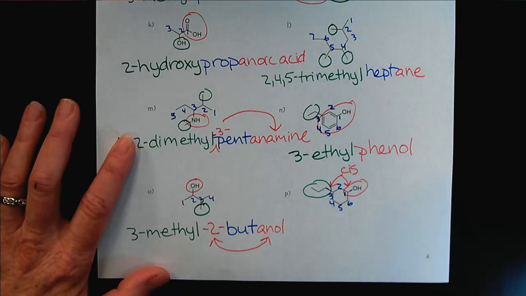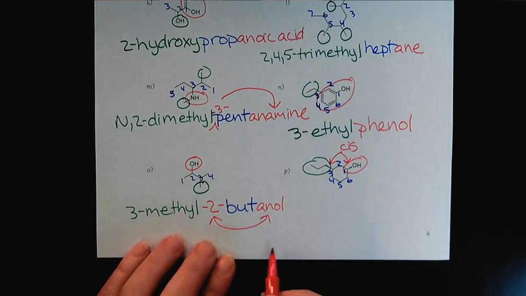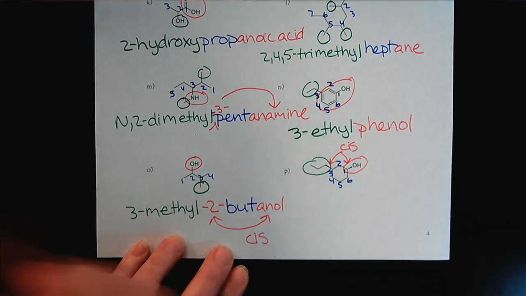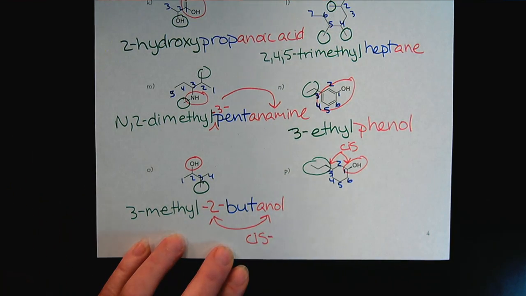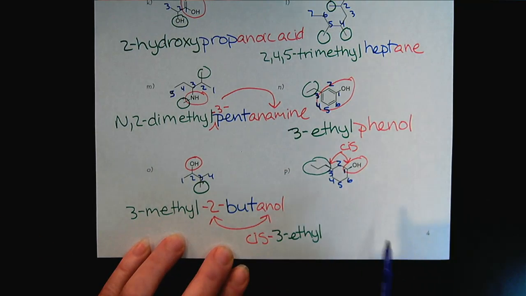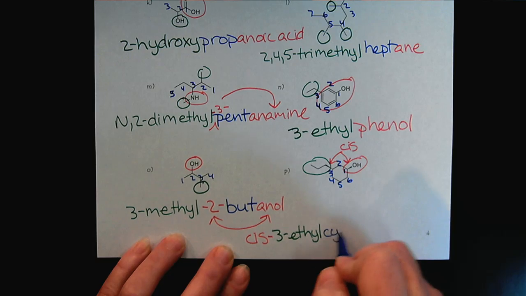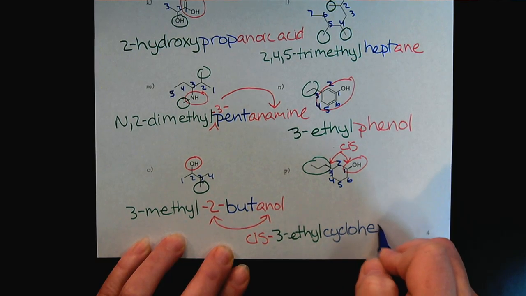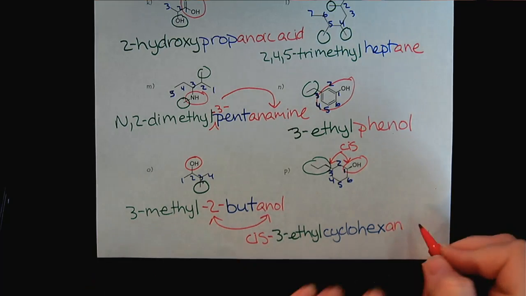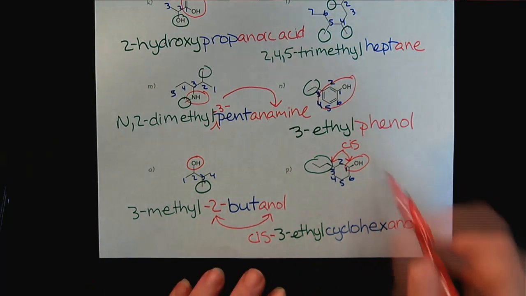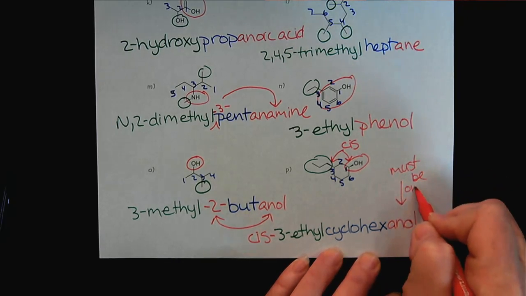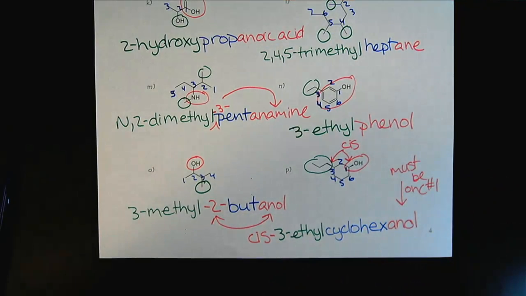So to name this last practice problem here, I'll put it kind of low so we can get the whole thing. There's the cis, and then we would have 3-ethyl. And we have our parent hydrocarbon, the root, cyclohex, and then it's an alcohol. And then, so that'd be hexanol. And so with rings, we know that this must be on carbon 1. If you put the 1, no problem.